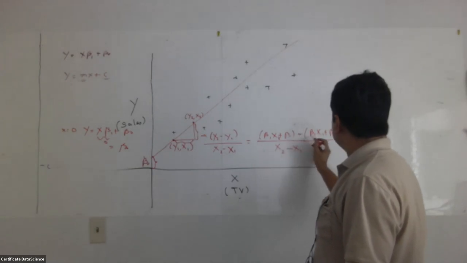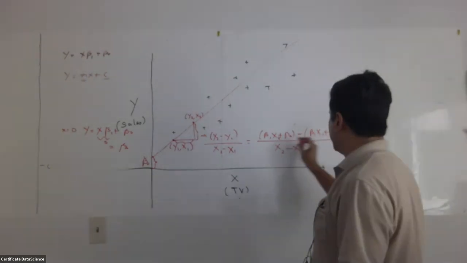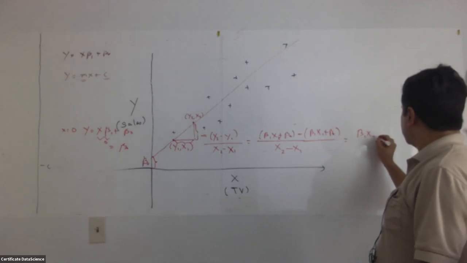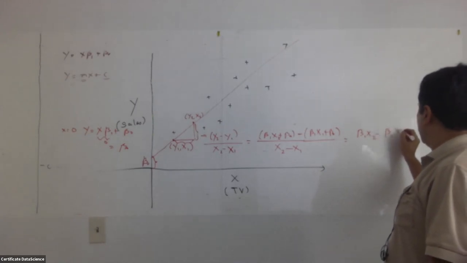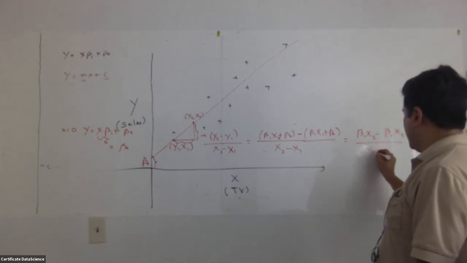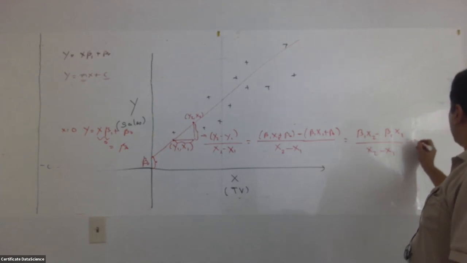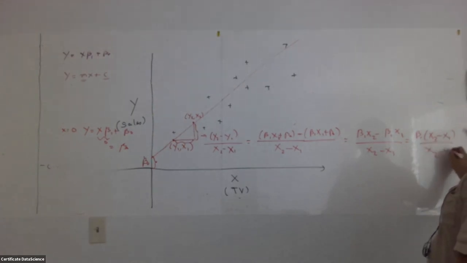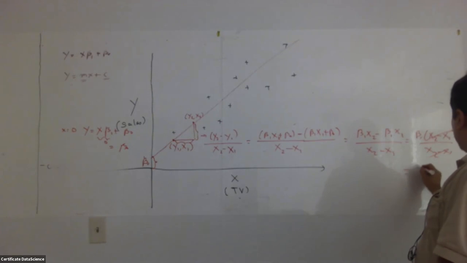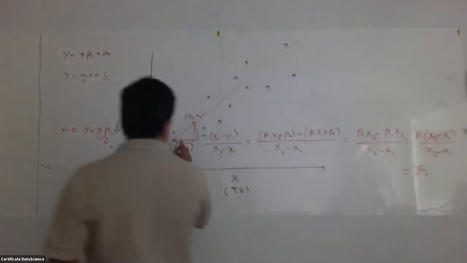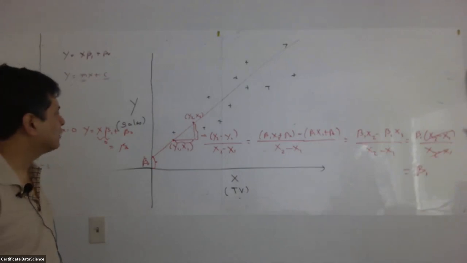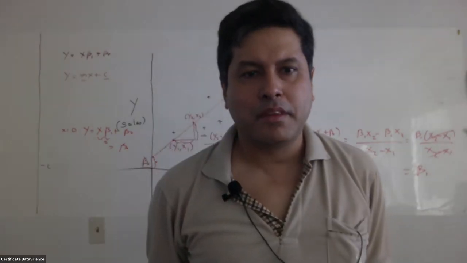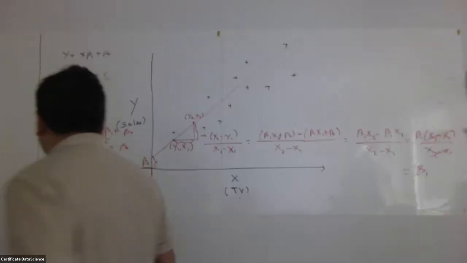What happens here? This is negative, this is positive. This beta 0 is going to cancel out. So beta 1 x2 minus beta 1 x1, divided by x2 minus x1. I pull beta 1 out as common. This cancels. I'm left with beta 1. So this slope is beta 1. That's the idea. So now who will give me beta 1 and beta 0? I need an algorithm. And this is where we need our math.